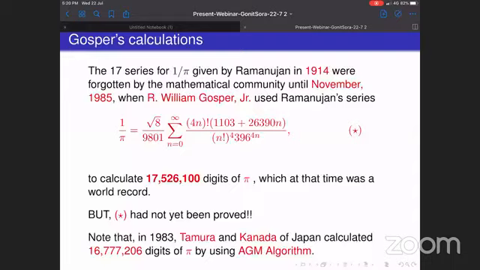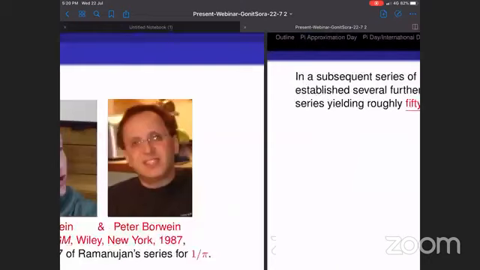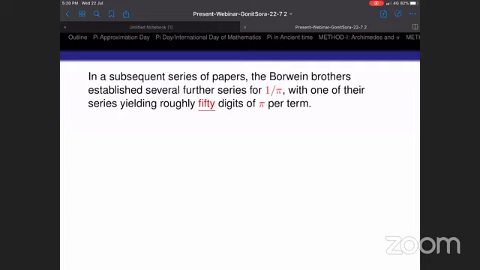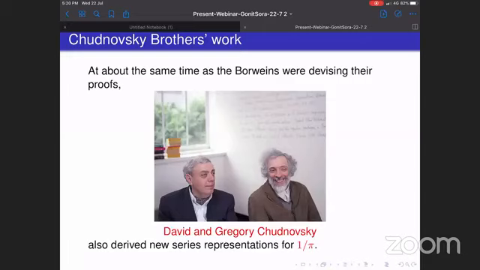In their book, Jonathan Borwein and Peter Borwein explain Ramanujan's methods and prove all 17 series of Ramanujan. They also found many more series related to Pi by using their method, and in a subsequent series of papers, they found several further series for 1/Pi. The Ramanujan series actually give about 8 digits of Pi per term, and one of the Borwein brothers' series yields roughly 50 digits of Pi per term. All these were based on Ramanujan-type series. And at about the same time, another two brothers, David and Gregory Chudnovsky, also derived new series representations for 1/Pi.